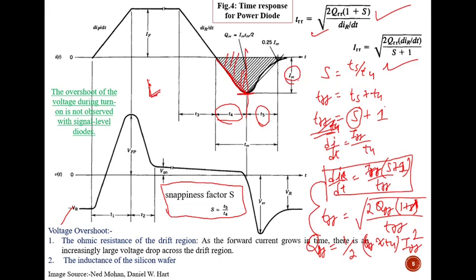So the inductance of that device, every device has some inductance, maybe it's very low, maybe very high. So the inductance is very low. So what will happen, that di/dt is very high.